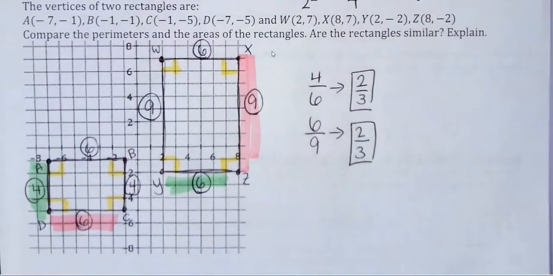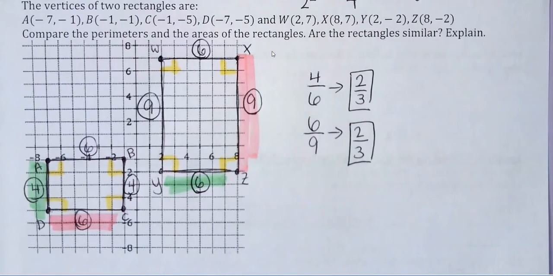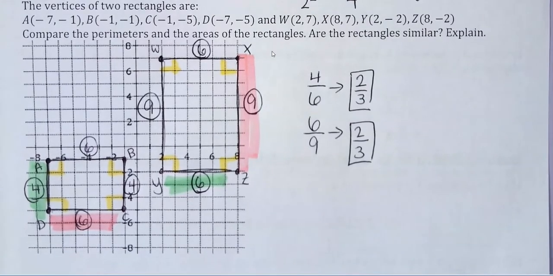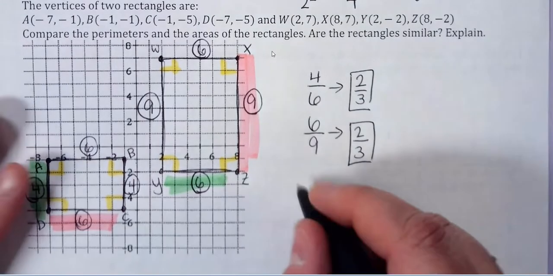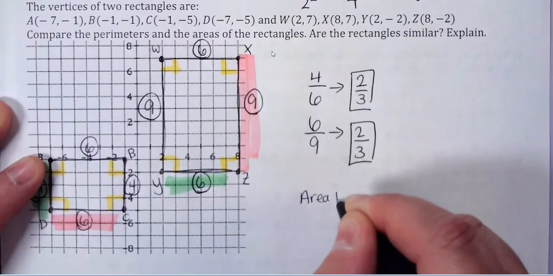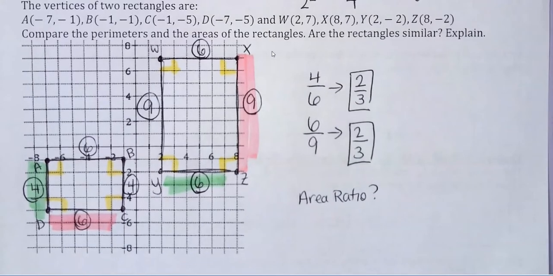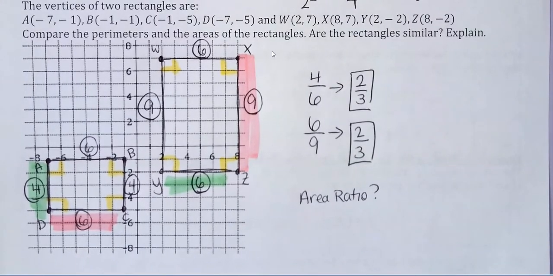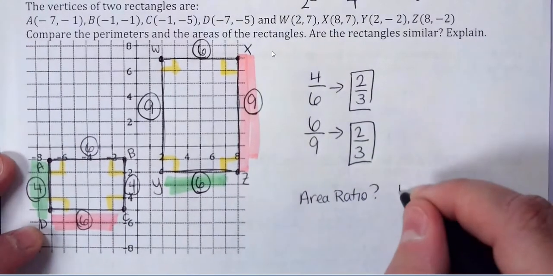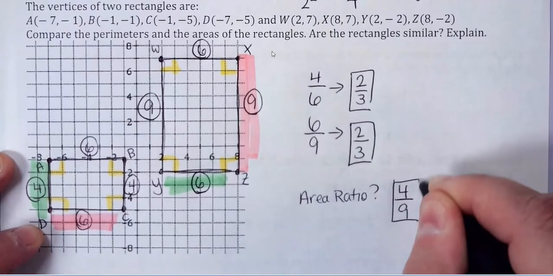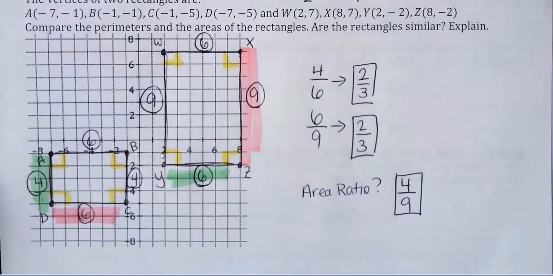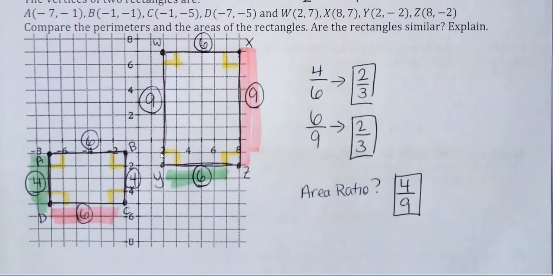And just to check to be sure, that's the similarity ratio. If these are similar to each other, what should my area ratio be? If these were similar to each other, 4/9, right? My area ratio should be 4/9. So let's just check real quick. It's easy to find the area of a rectangle, right? Just base times height.